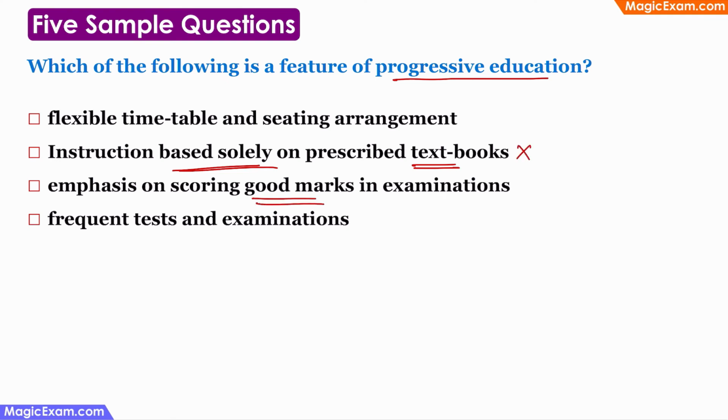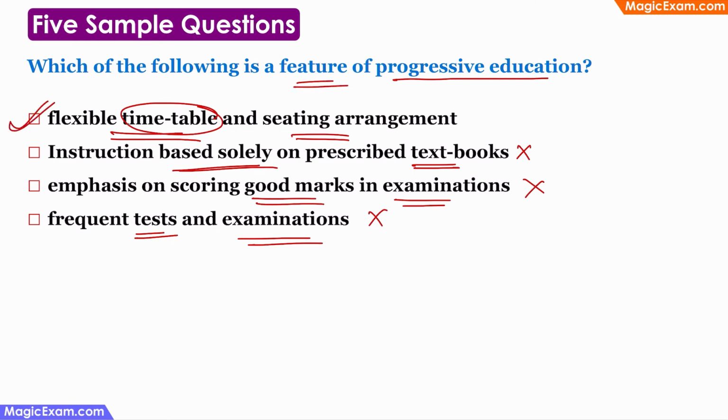Emphasis on scoring good marks in the examination. This again is subject-oriented. This is not progressive education. And frequent tests and examinations. This is definitely not progressive education. So the first one, which says that the timetable is flexible and the seating arrangement is also flexible, which means that there is better collaboration within the classroom and there is flexibility for the children to learn. Some children may learn fast, some children may learn a little slower. So the timetable is also flexible. Therefore, the first option is a feature of progressive education.